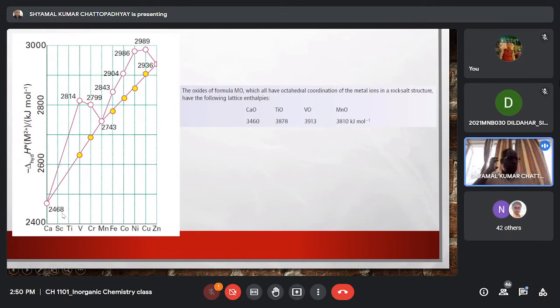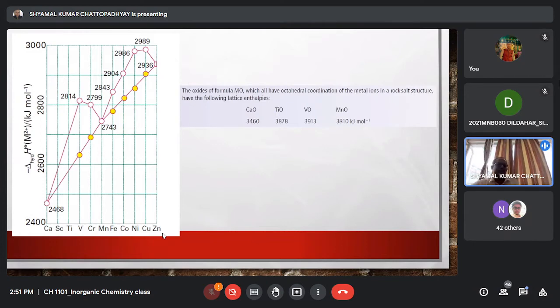Now, we know that normally we should expect, across a period as we go from calcium to zinc, that the nuclear charge is increased one by one, but electrons are being added to the d orbitals which are poorly shielding. So effective nuclear charge increases on going from calcium to zinc, and as a result of this, the radius decreases, and because of the decrease of radius and increase of the effective nuclear charge, the hydration energy increases. The enthalpy of hydration increases. That means more energy is released.